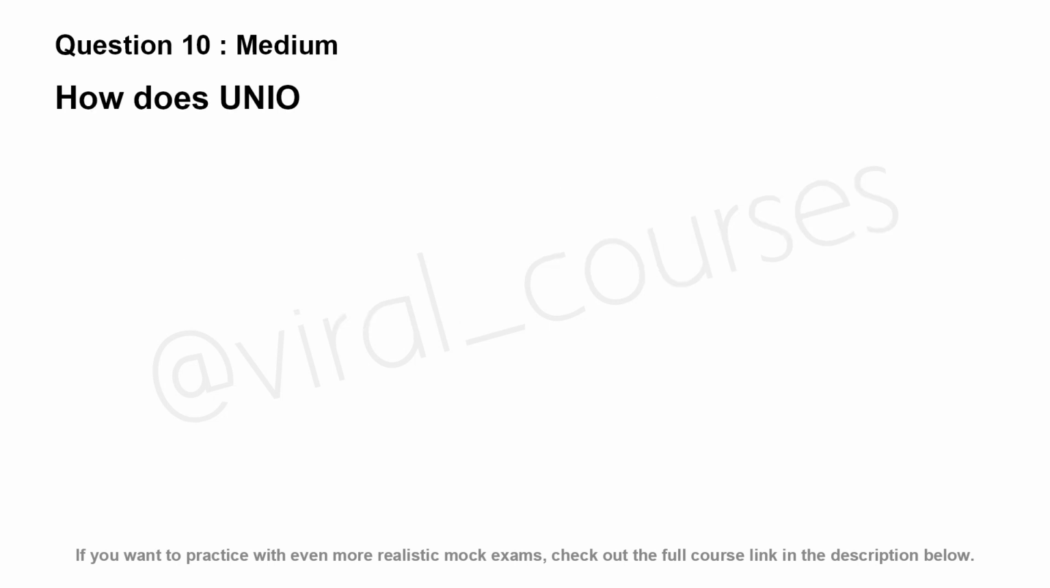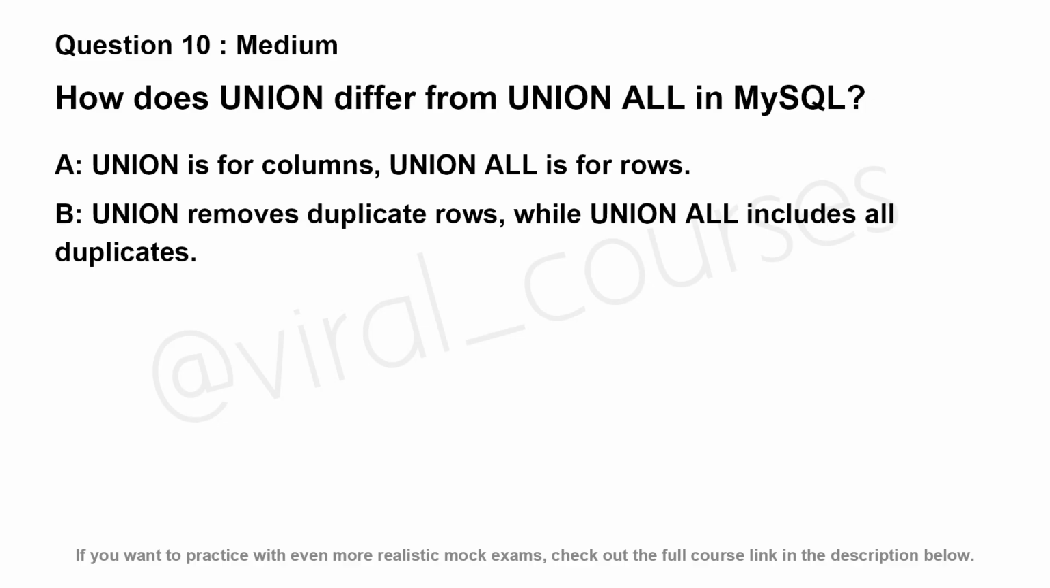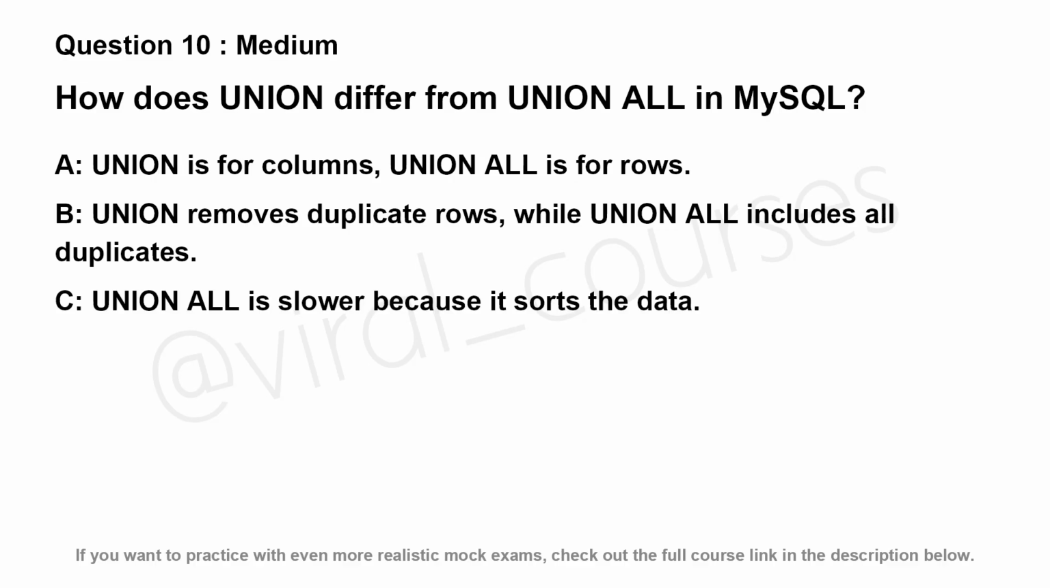How does UNION differ from UNION ALL in MySQL? Option A, UNION is for columns, UNION ALL is for rows. Option B, UNION removes duplicate rows, while UNION ALL includes all duplicates. Option C, UNION ALL is slower because it sorts the data. Option D, UNION only works on numerical data.